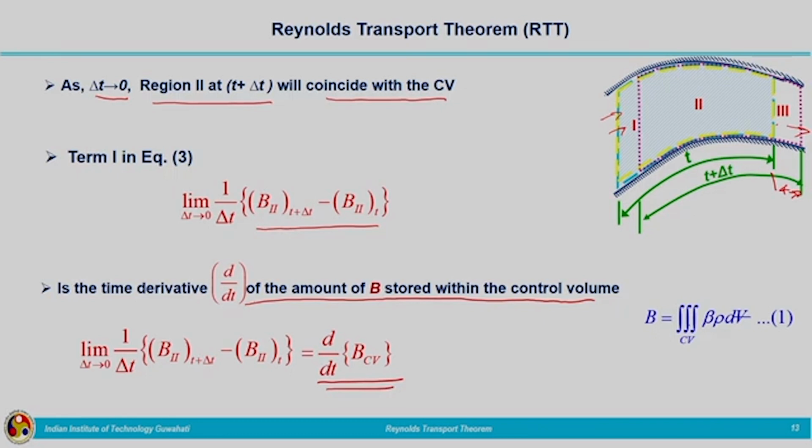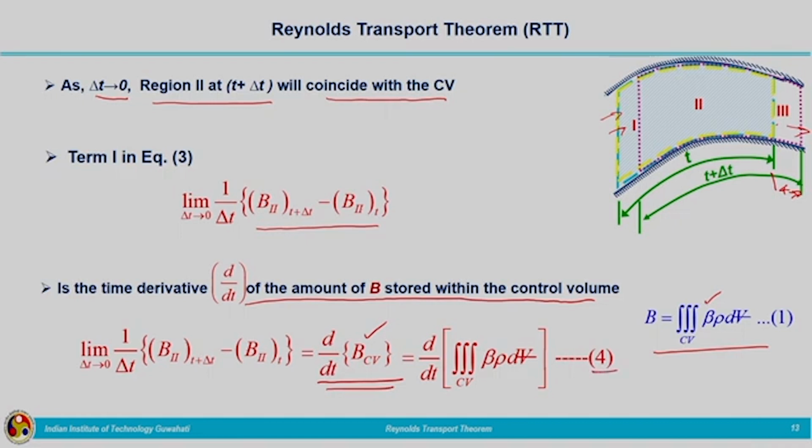Now what is B? The expression for B we have already represented by making use of the intensive property. Extensive property B is equal to the volume integral of beta rho dV across the control volume. So within this expression we can substitute for B, that is, d by dt of the volume integral of beta rho dV. Let us call this equation number 4.